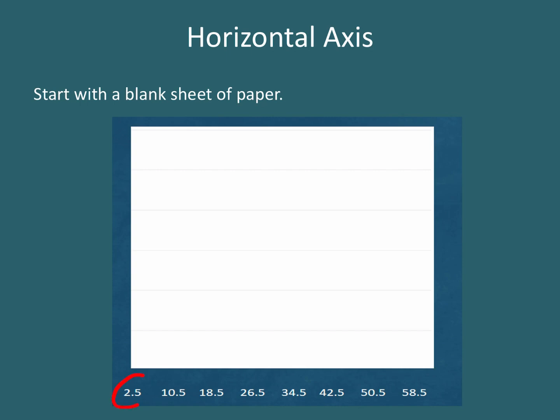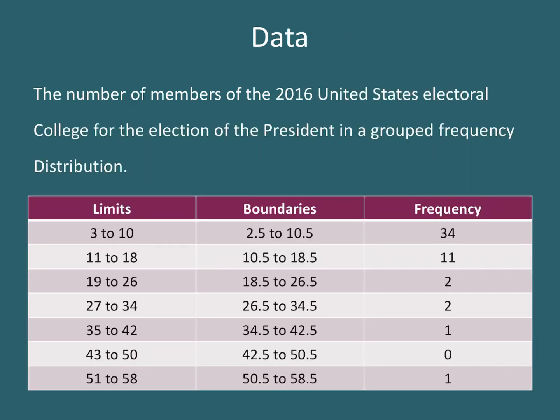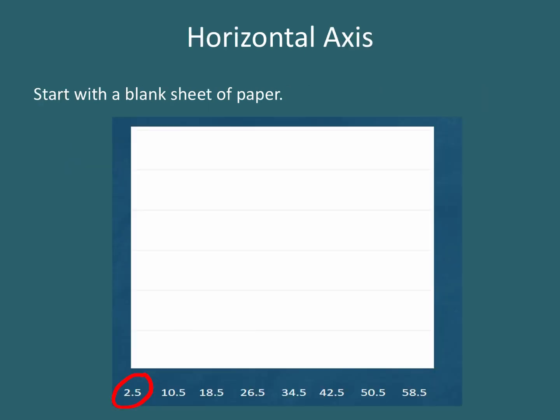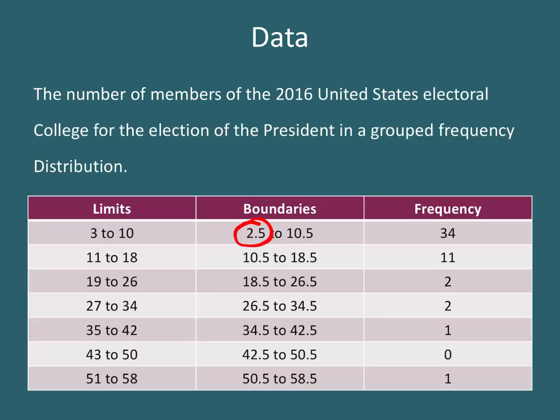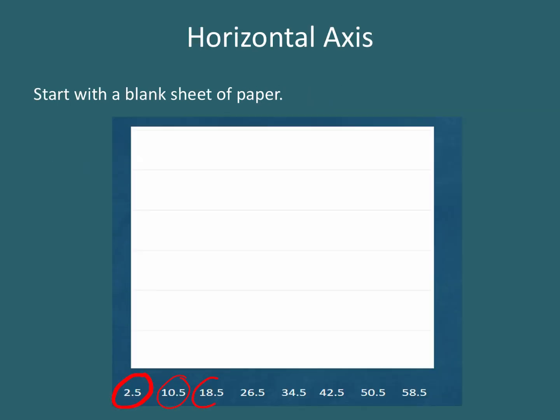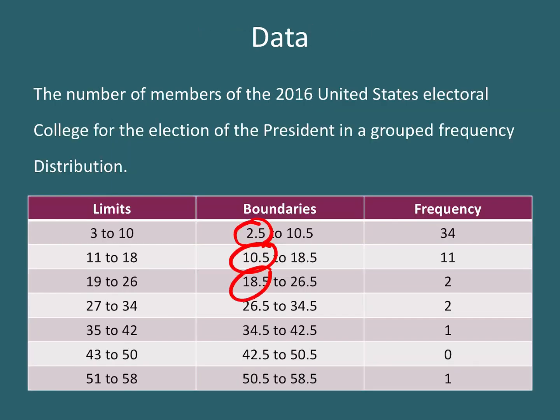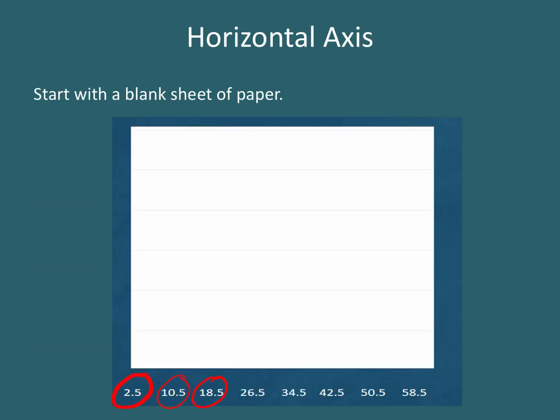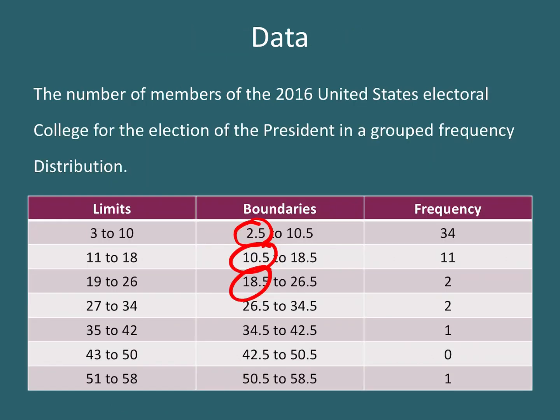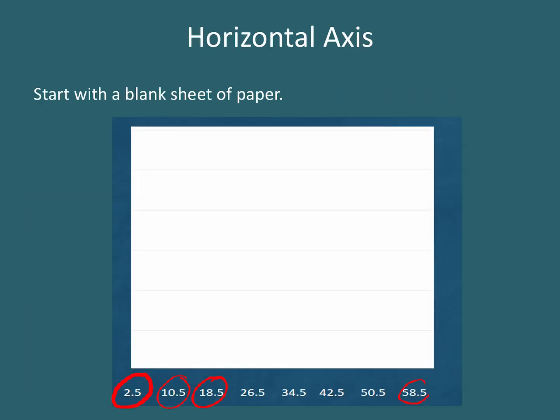Notice that the 2.5 we start with here came from the 2.5 boundary. Next, 10.5 obviously came from the next lower boundary, and so on. 18.5, next lower boundary, and I think you can see where we go from there. Now you'll notice that I end the x-axis with 58.5, which hopefully also makes sense.